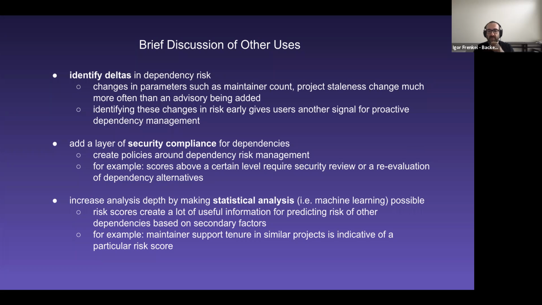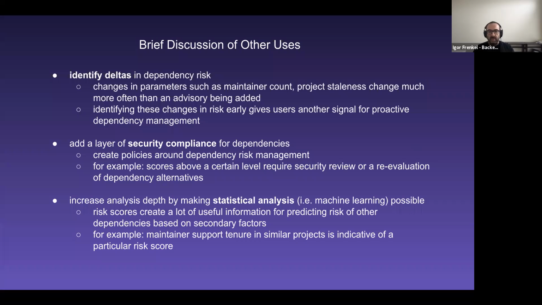So we talked about identifying deltas and dependency risk. Basically, as we said, parameters such as maintainer count and project staleness change much more often than advisories come up. So you can think of it as an early warning system. You can think of it as a total absolute value you can give to a project that, if it passes a certain threshold, needs attention, right? And it gives users an early warning.